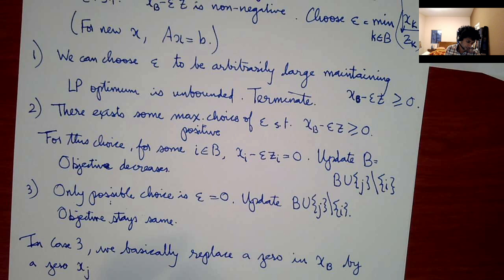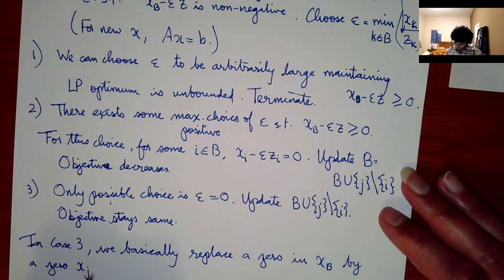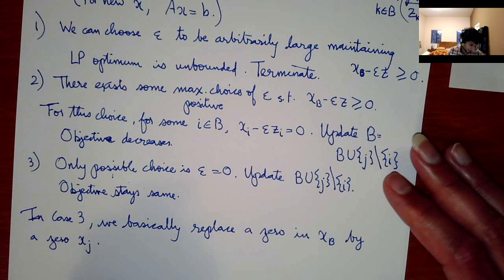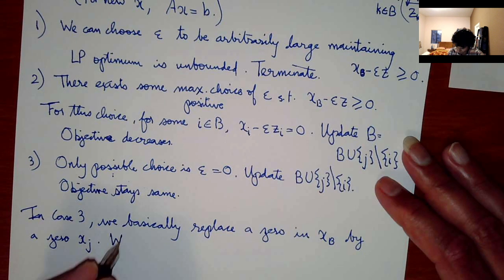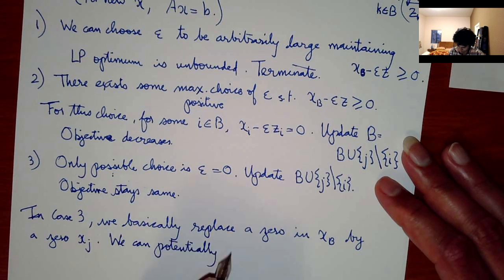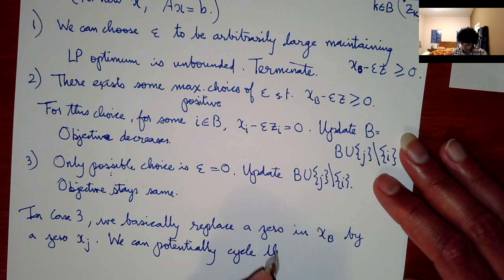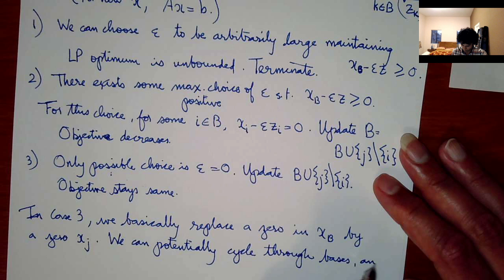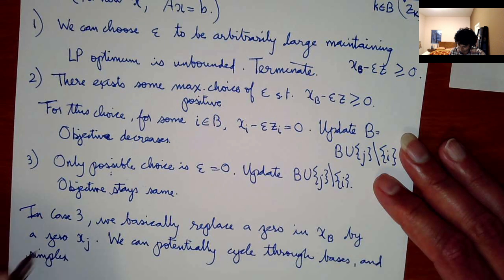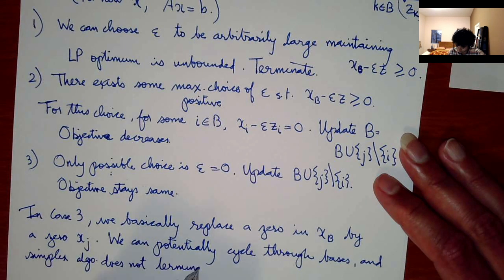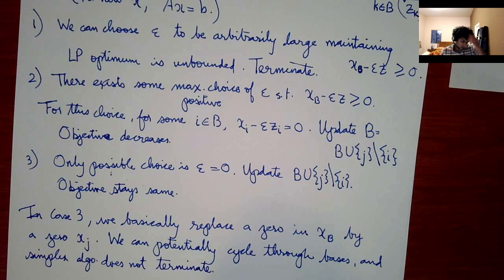Now in this case, because the objective stays the same, we can potentially cycle through bases, and the simplex algorithm won't terminate. So there are simple fixes.